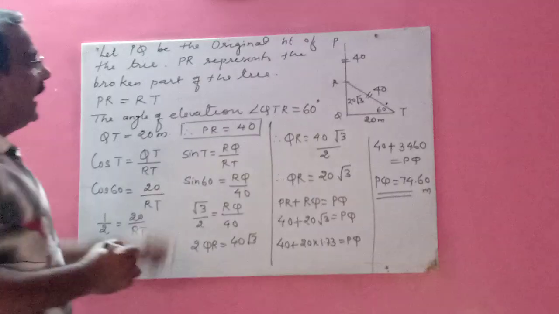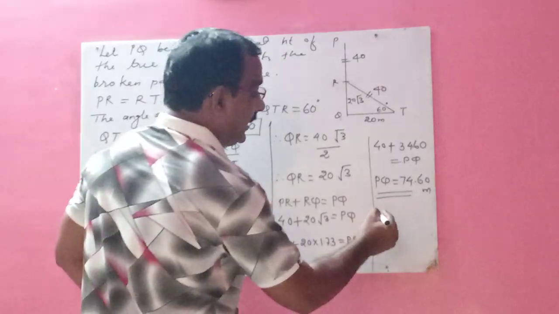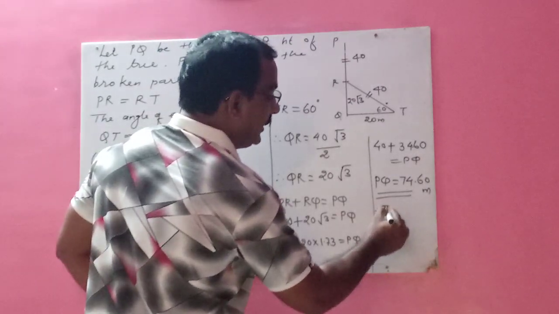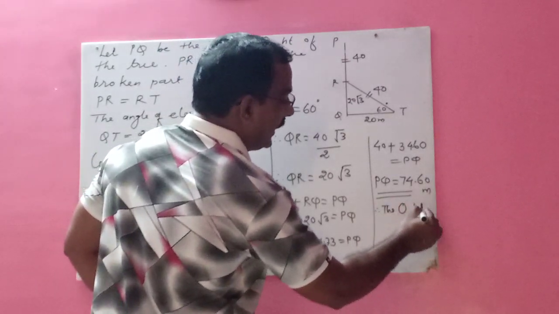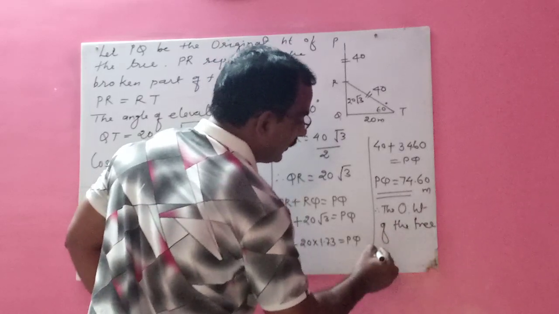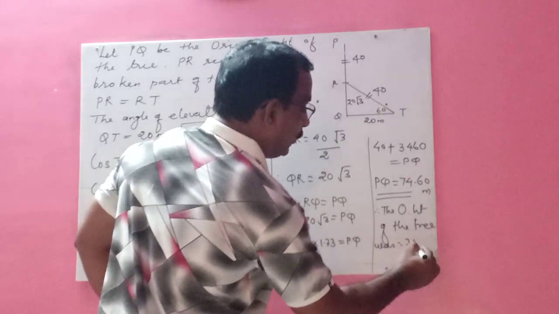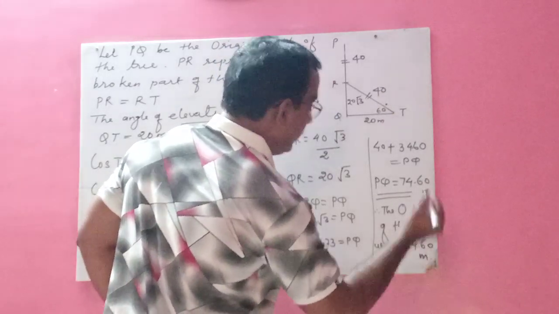This is the actual, original height of the tree. So finally you write down the answer. Therefore, the original height of the tree was how much? 74.60 meter.